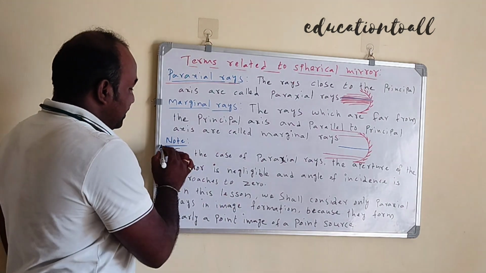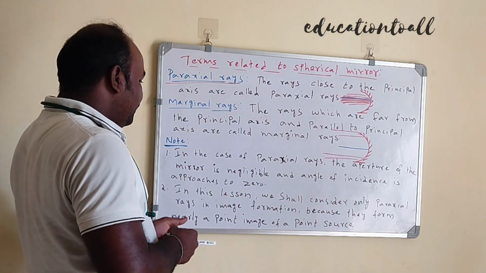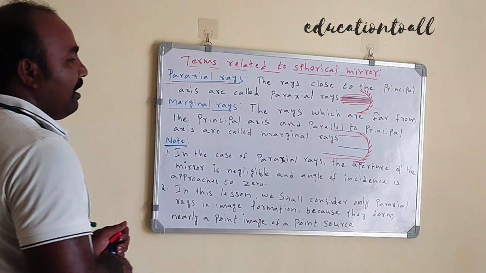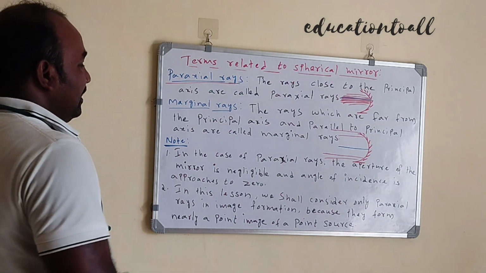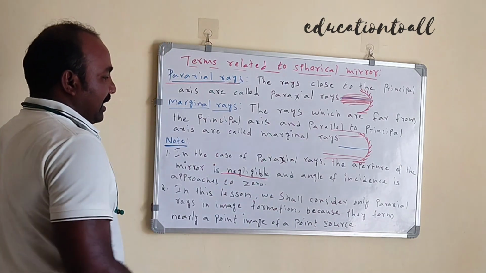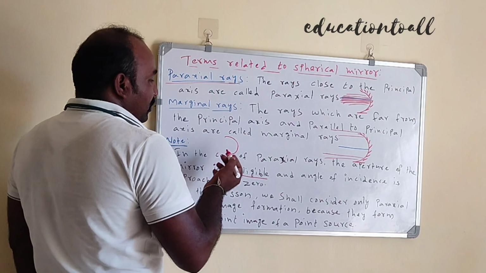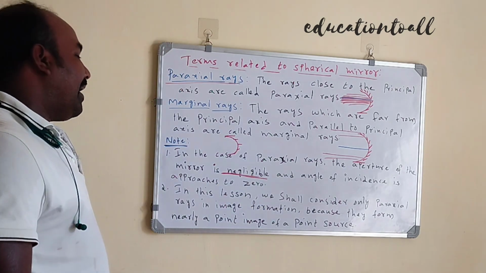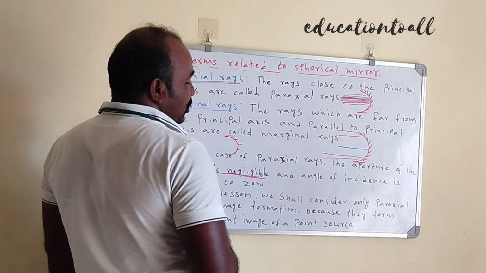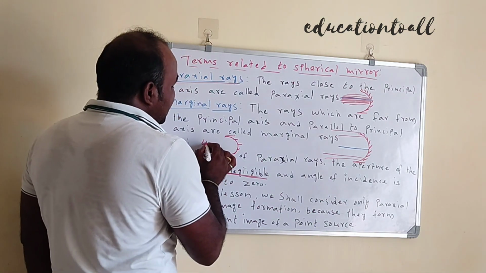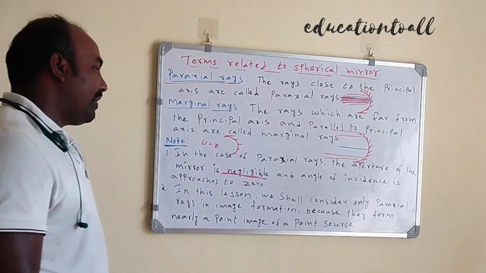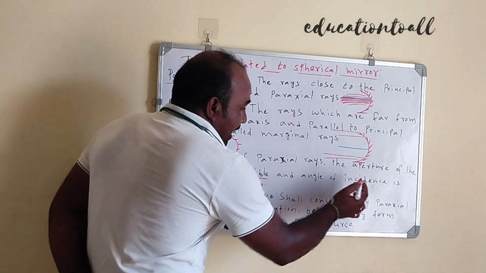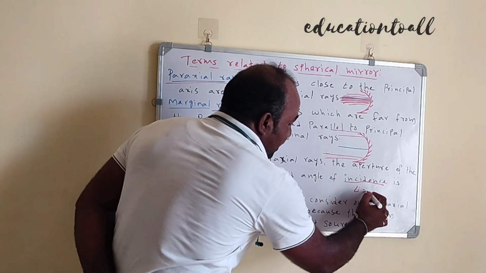One note point is there. In the case of paraxial rays, the aperture of the mirror is negligible. For example, this is the mirror; this mirror aperture is negligible, and the angle of incidence approaches 0. So the angle of incidence is nearly equal to 0.